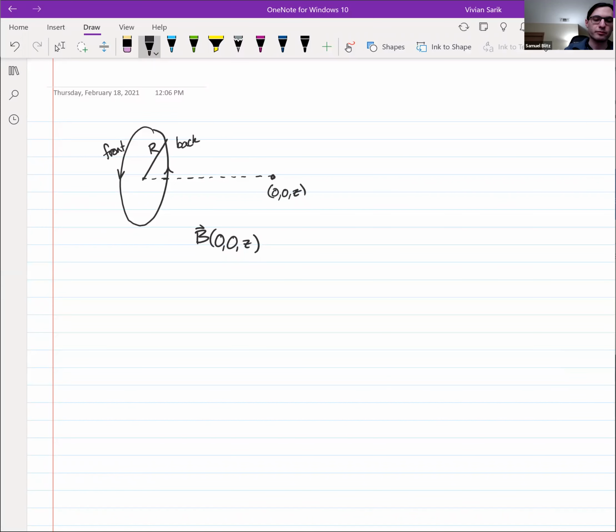and there's a standard set of axes that we need, say x, y, and z. Oh, that's a z and z, right? In those coordinates, we found what the magnetic field is along the central axis, and it is mu naught I r squared divided by 2 times r squared plus z squared to the 3 halves in the k hat direction, meaning it points in the z direction.